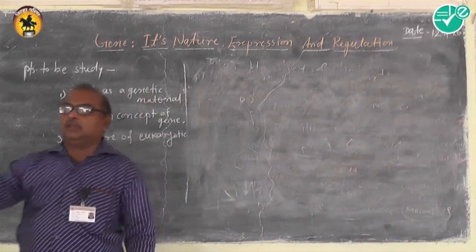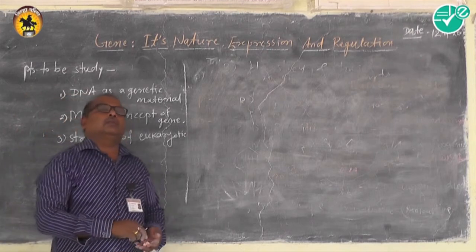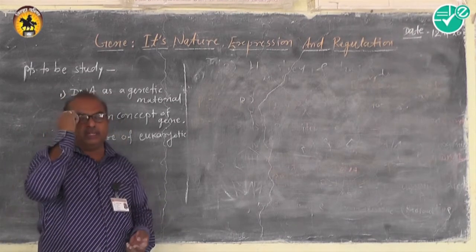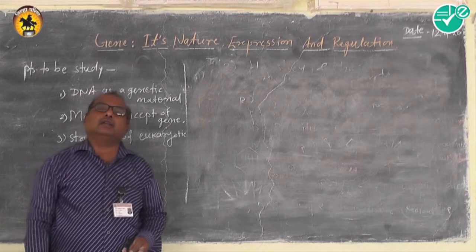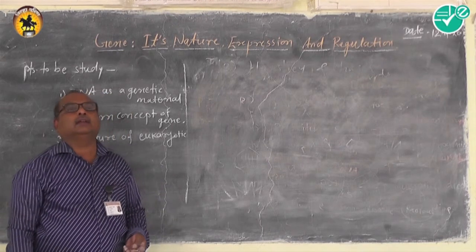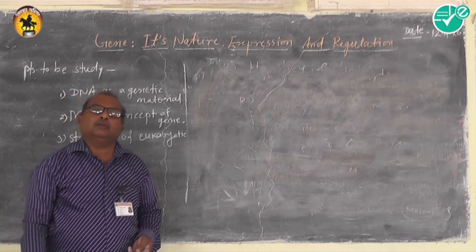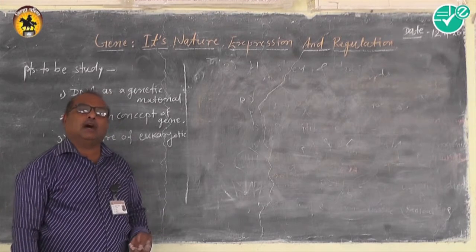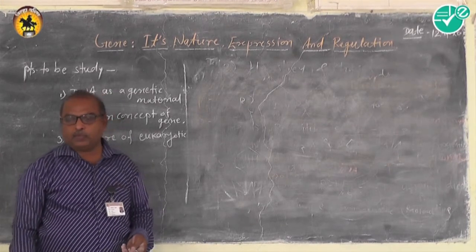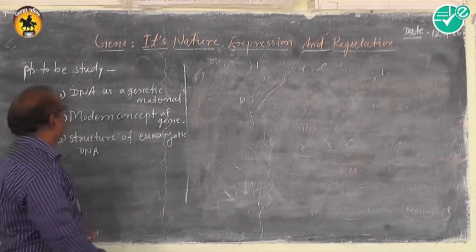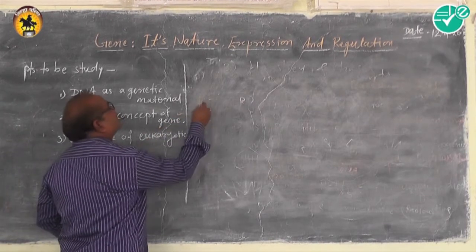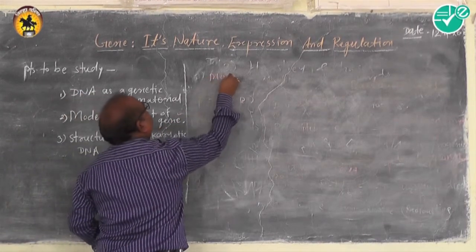Friends, now we concluded that DNA, the deoxyribose nucleic acid, is the genetic material. Few of the viruses have RNA as the genetic material. After that, we want to study the second point, that is the modern concept of the gene.